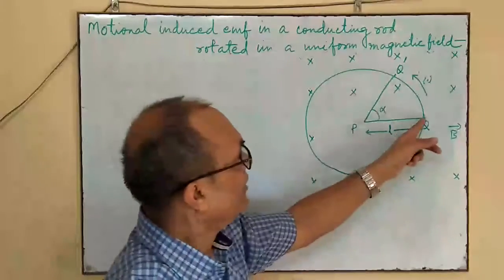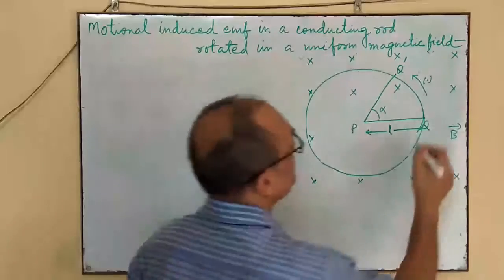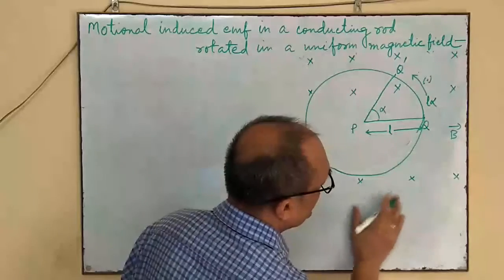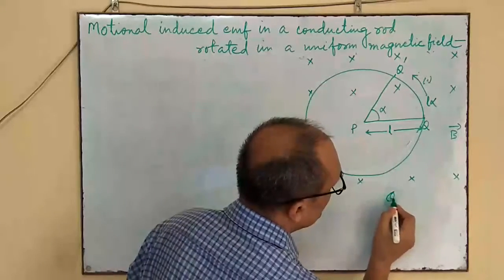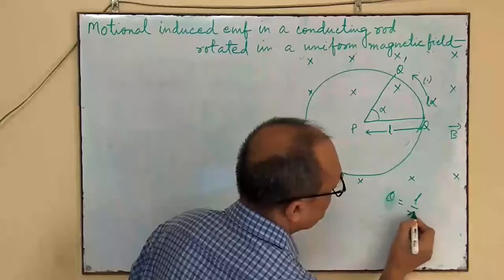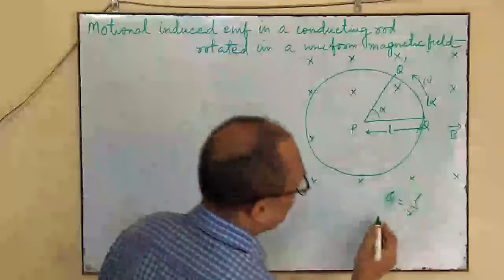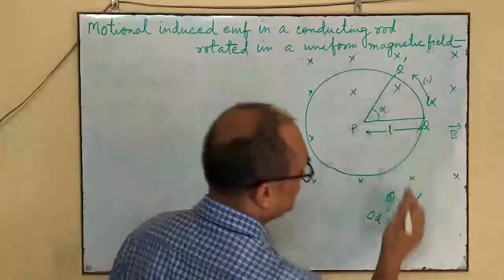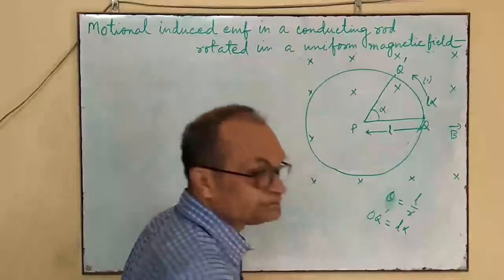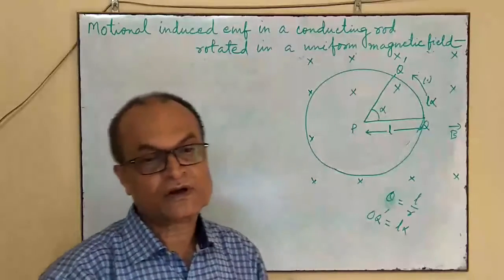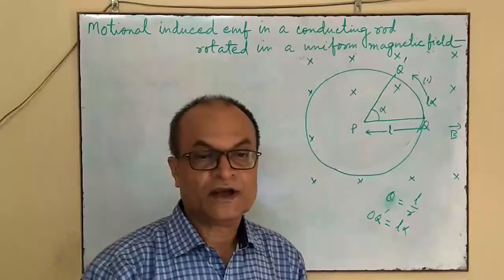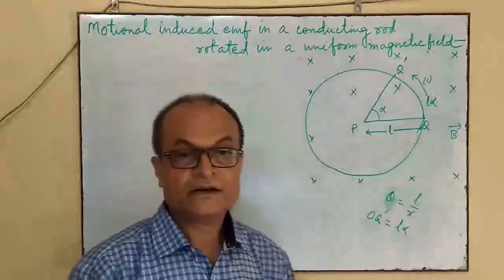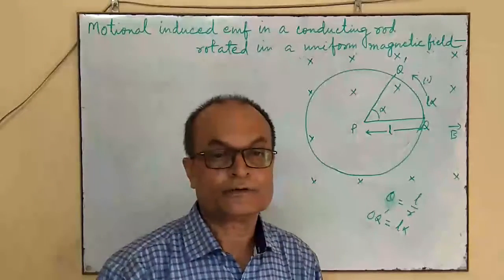So the value of this arc will be L into alpha, according to the formula theta equals L by R. So this OQ dash is equal to L into alpha. We will use this when we are going to calculate the induced EMF of this rotating conducting rod.